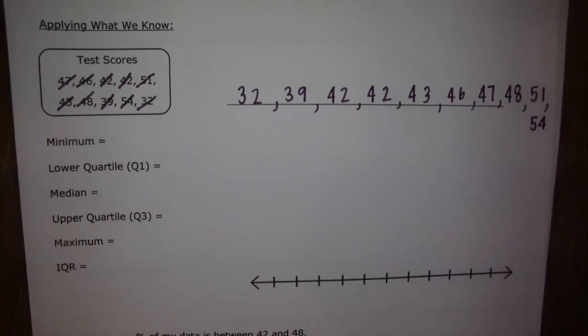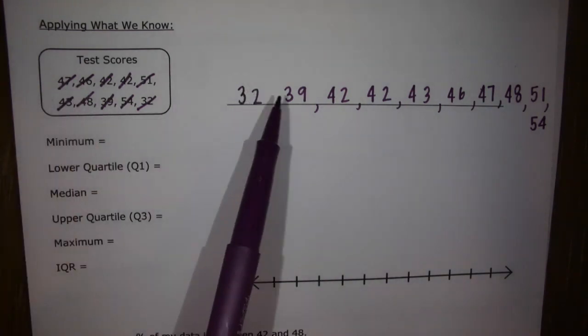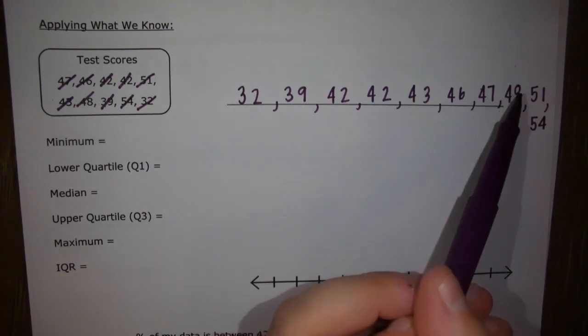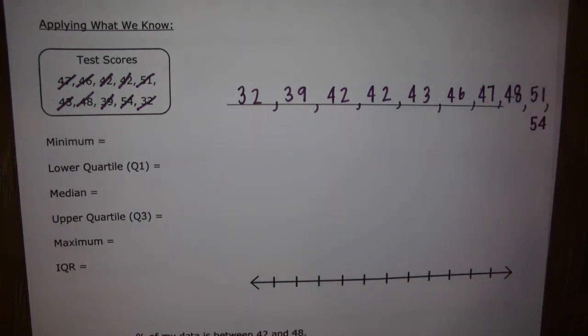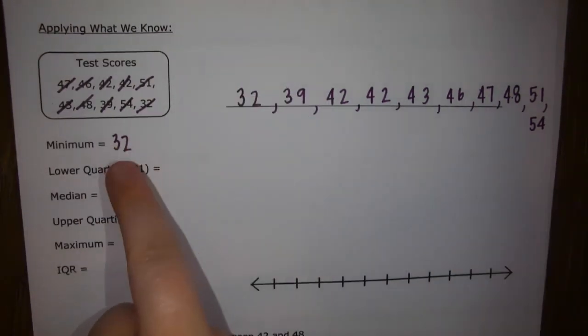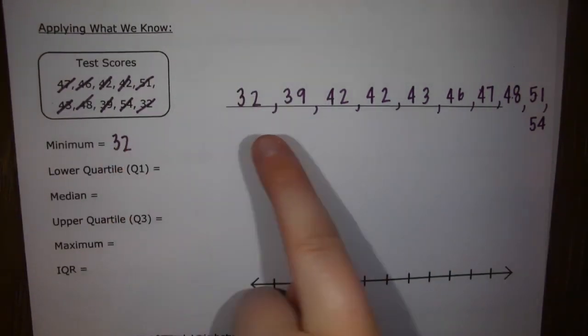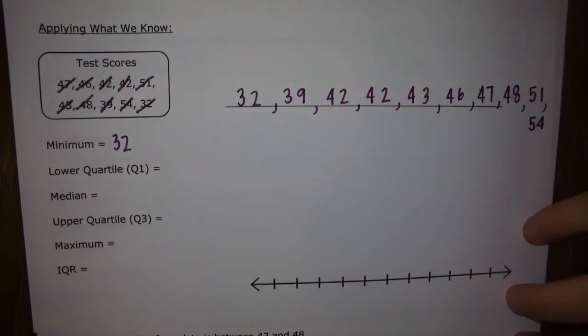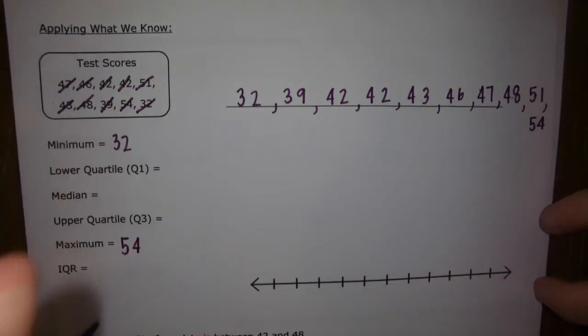So what I want to do first is count and make sure that I actually have as many numbers as I started with. I started with 10. 1, 2, 3, 4, 5, 6, 7, 8, 9, 10. Perfect. So first steps: handle your minimum and maximum immediately. That is the easiest way to get 2 steps out of the way. So my minimum is 32 because it's the smallest number. And my maximum is going to be 54 because it is the largest number.